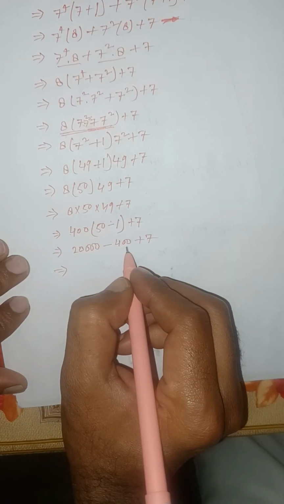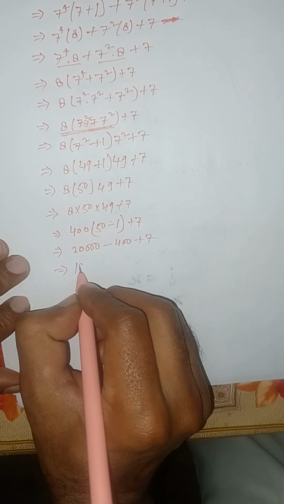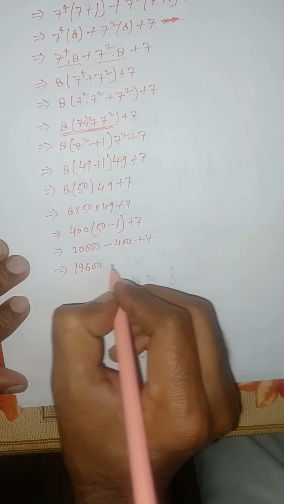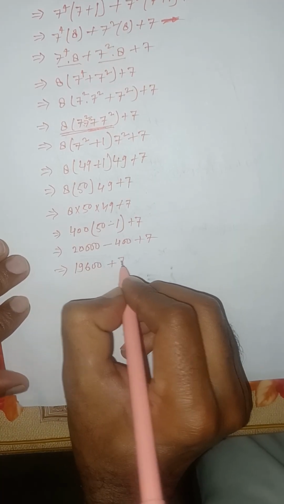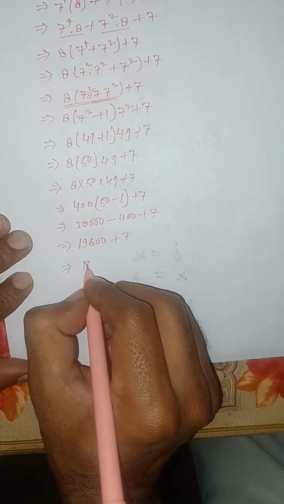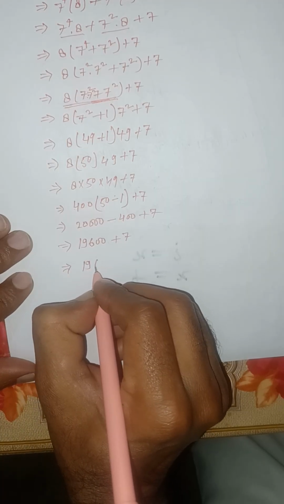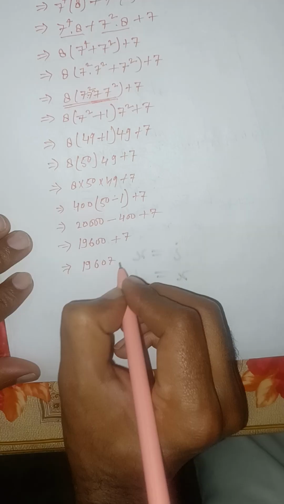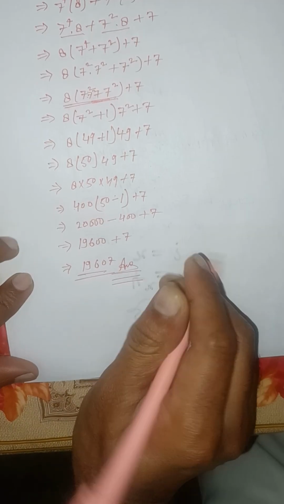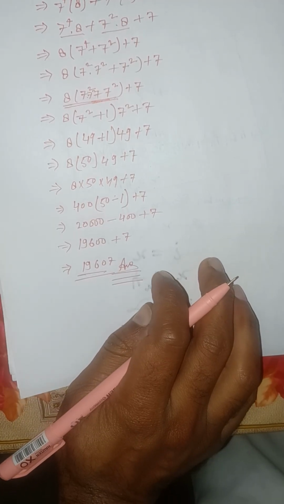20,000 minus 400 is 19,600. 19,600 plus 7 is 19,607. 19,607 is the answer. Thank you.